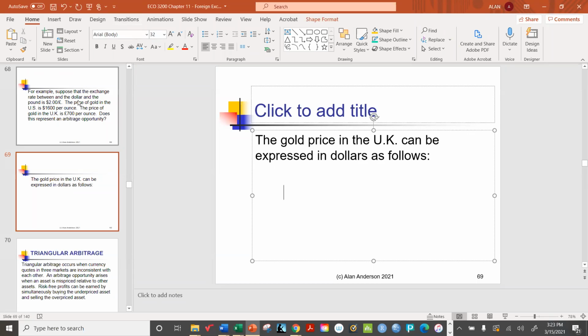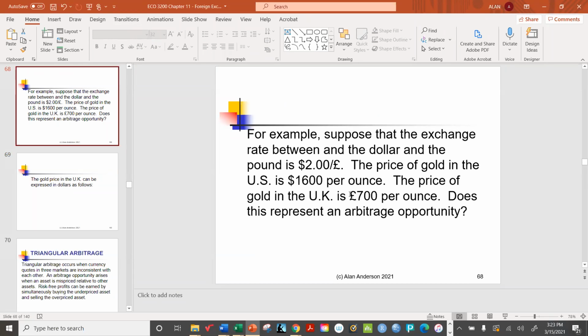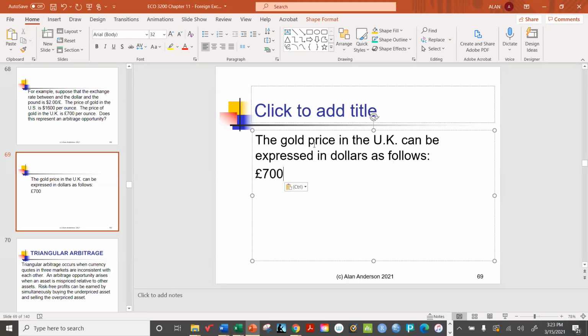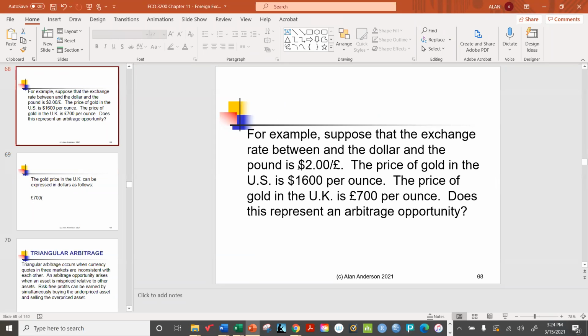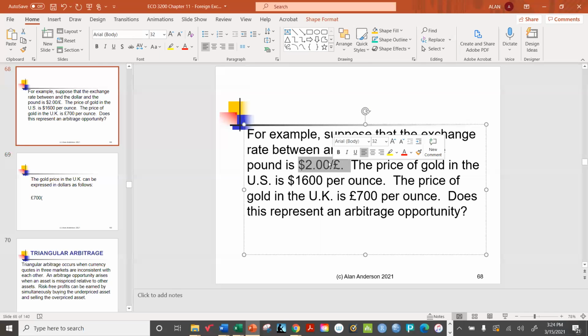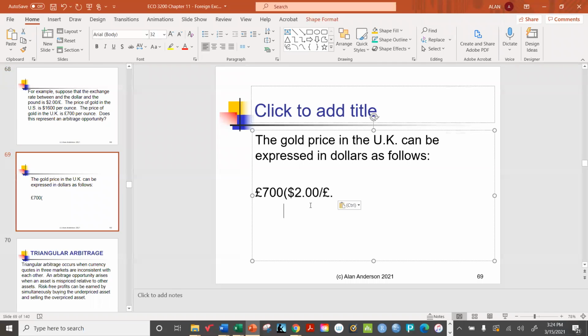All right, so remember, it was 700 pounds per ounce, but the exchange rate between the two currencies was $2 per pound. So you know what that means. The price is $1,400 compared with $1,600 in the US.